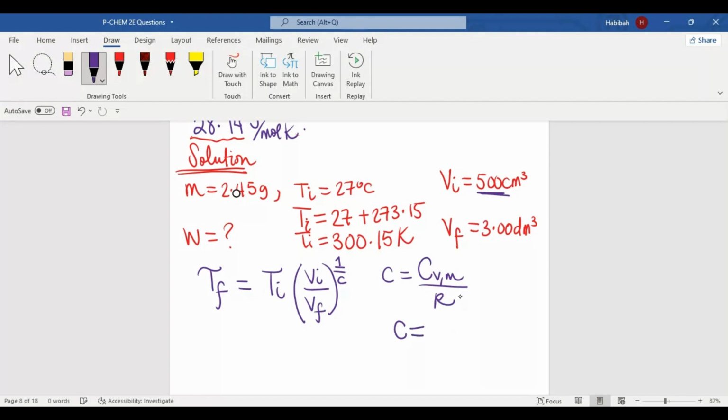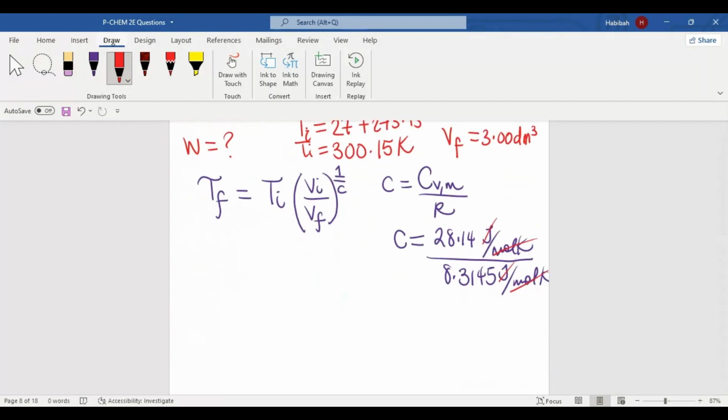So C equals CV,m, which is what we're given, 28.14 joule per mole Kelvin, divided by R, of course the gas constant, which is 8.3145 joule per mole Kelvin. You cancel out joule and mole Kelvin. So C is equal to 28.14 divided by 8.3145, which is simply 3.3844. So that's going to be the value for C that we're going to use in this question.